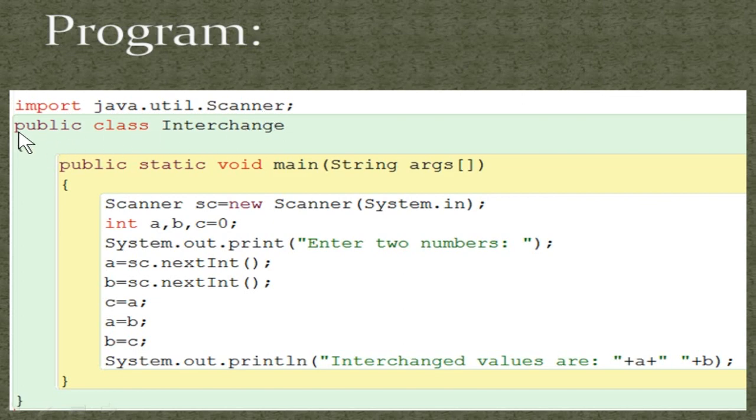Here you can see this class has been defined as public because if you use the public keyword, this class will be visible to all the other classes, and you should have the keyword class to define that this is the definition of a class. So you have to start a class with the keyword class, and you should give a class name. Here the class name is Interchange. Then you have to open the curly braces.